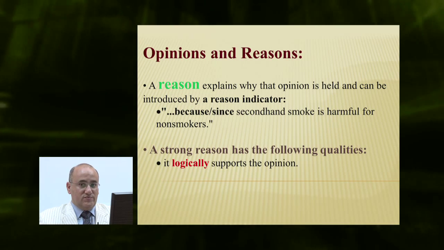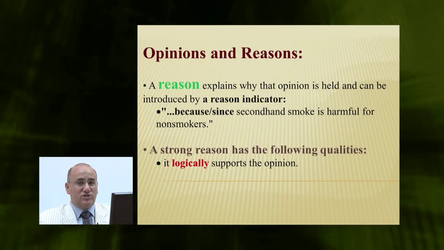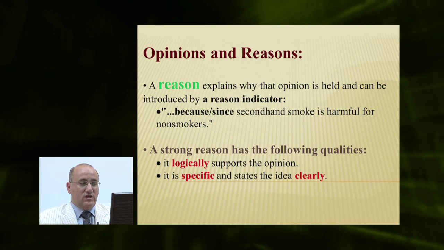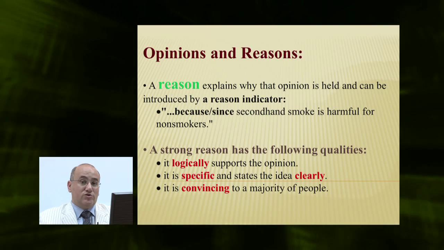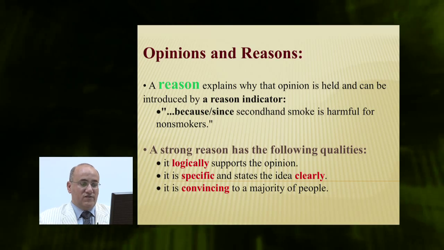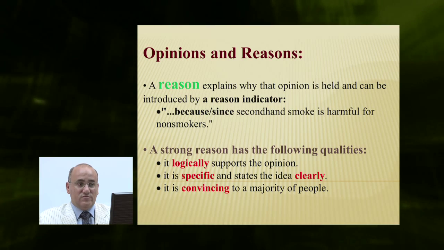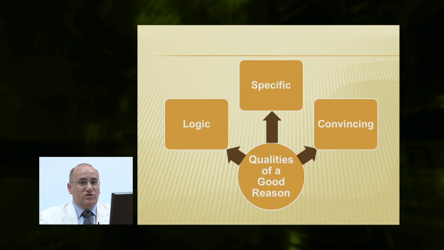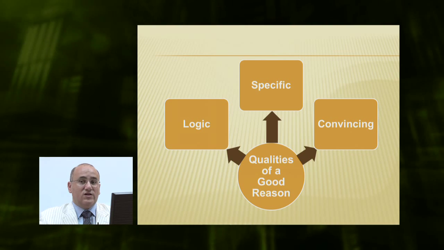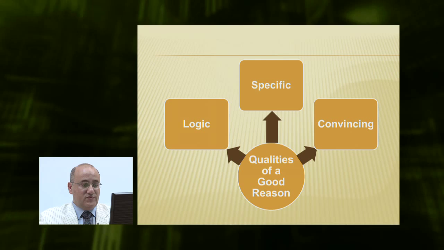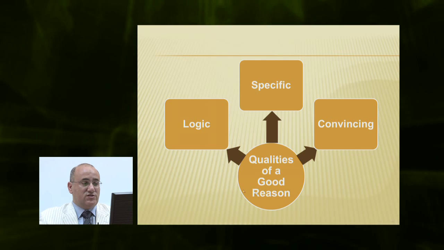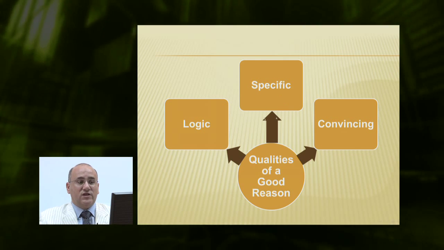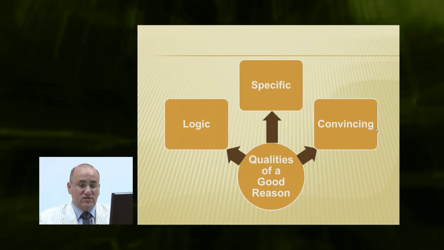It should be logical. It logically supports the opinion. It is specific and states the idea clearly. It should be convincing also. It is convincing to a majority of people, not only you. This mind map shows exactly how the reason should look like. Qualities of a good reason should be logic, specific, and convincing.